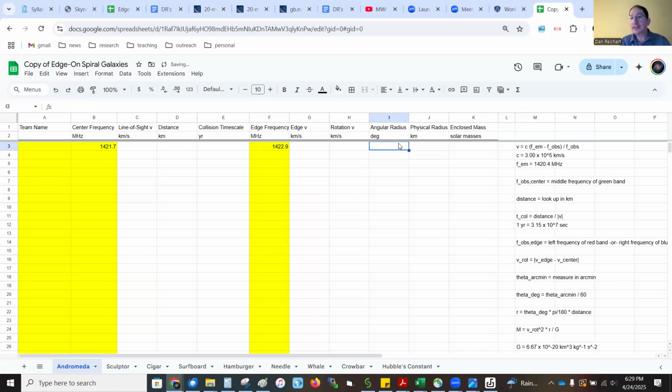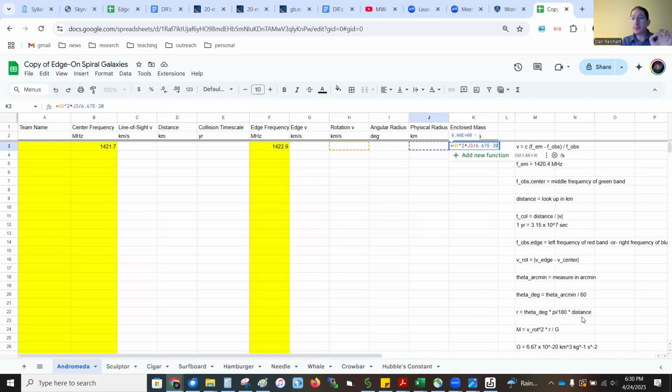And then you can calculate the enclosed mass. Again, here's the equation. It's equal to the rotation speed squared times the physical radius divided by Newton's constant, which we have right here, 6.67e-20. And that will be the mass of the galaxy in kilograms. It's going to be some crazy number you can't wrap your mind around.